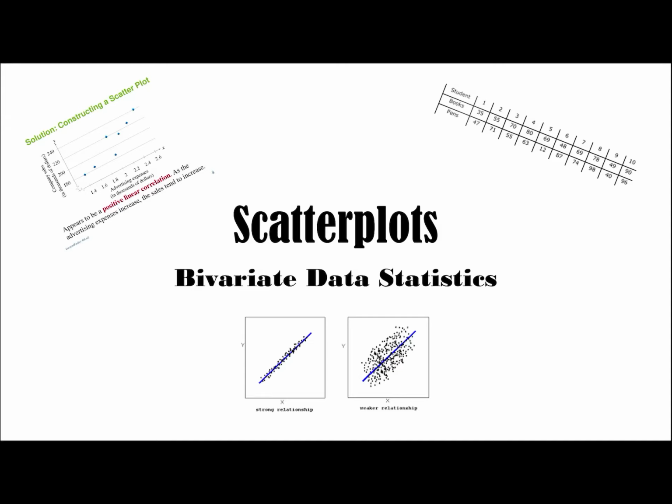In this video, we are going to look at scatterplots. Scatterplots come under bivariate data statistics. A scatterplot is used to determine if there is a relationship between two numerical variables, and it's a graph of the ordered pairs of numbers. Each ordered pair is a dot on the graph.